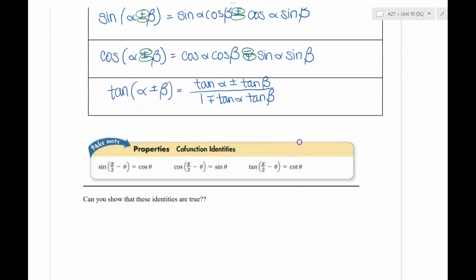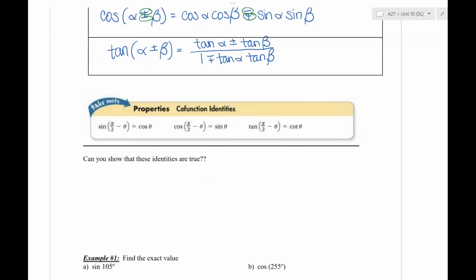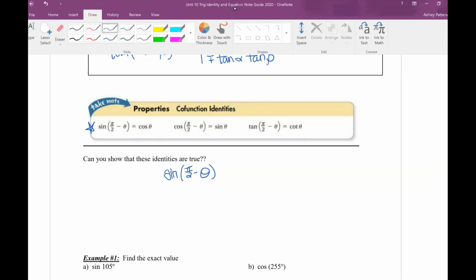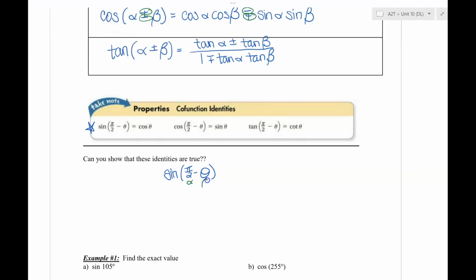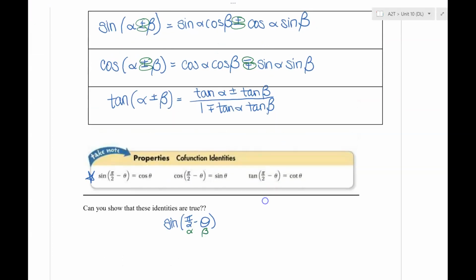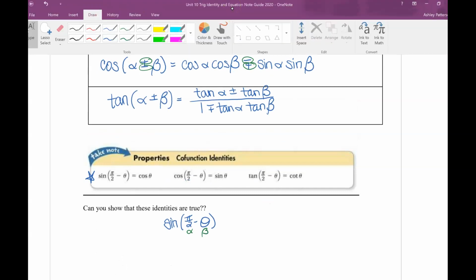Okay, so the last one that we're going to see are the cofunctions. Co means more than one, right? Function. Well, hopefully you know. I'm going to just show one of them. They're pretty rad. So if we have the sine of pi over 2 minus theta, think of pi over 2 as your alpha and theta as your beta.